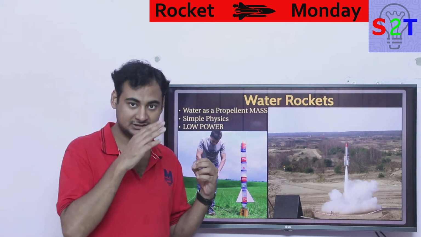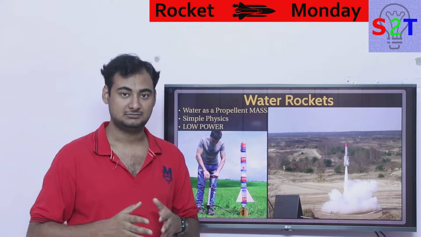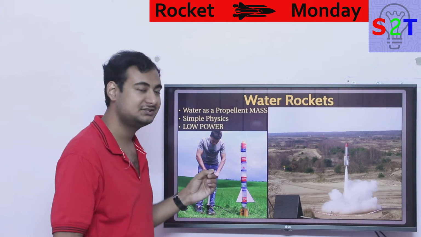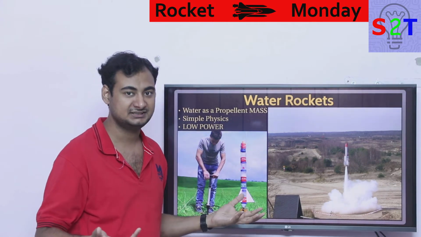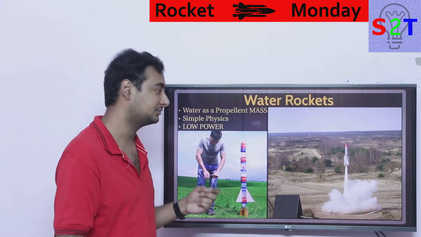Think of it this way. Let's say you are in space. How the heck is your rocket engine working? Basically, it's relying on action equals reaction. So it's throwing things and getting pushed back. So that is what's happening here. Water is not doing anything magical, like magically turning into rocket fuel. It's just a mass that you are throwing away.